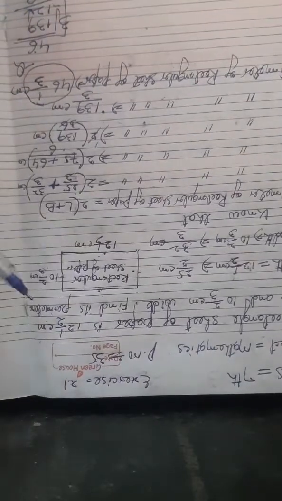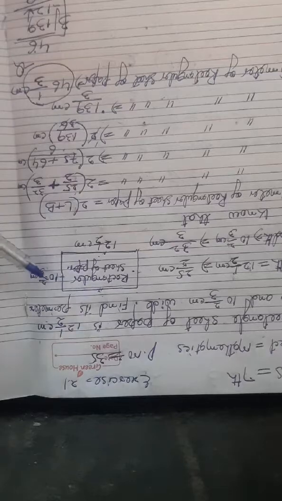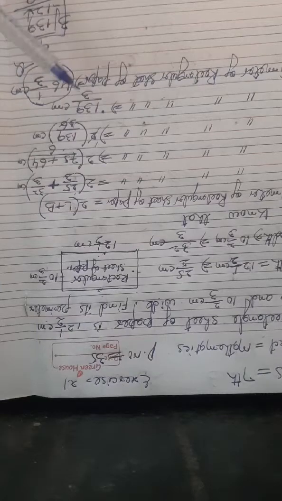If we add these 12 and 1 by 2, 12 and 1 by 2, 10 and 2 by 3, 10 and 2 by 3, this will become 46 and 1 by 3 centimeter. This is the perimeter of this rectangular sheet of paper.